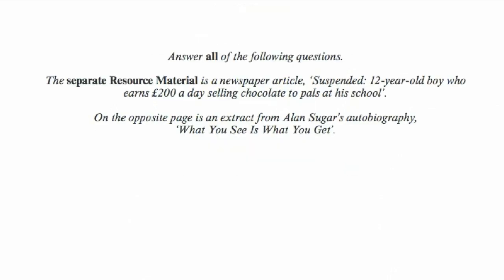So zooming in on that first section, it says answer all of the following questions. Now that's really, really important. There are always people who miss questions, so make sure you read all the questions and answer them. And then it tells you that one is a newspaper article and the other is an autobiography. So it gives you a hint on the purpose of the articles.